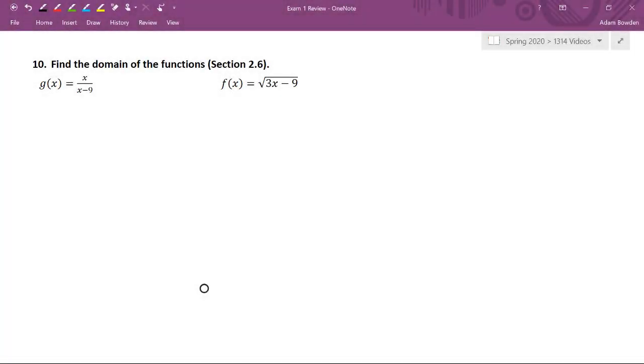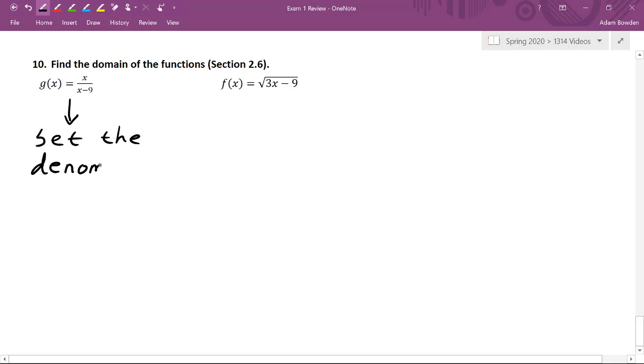On this one, we're going to determine the domain of these particular functions. One that has division and one that has the square root. Let's start off with this one here. When you have division, you'll need to set the denominator to 0.